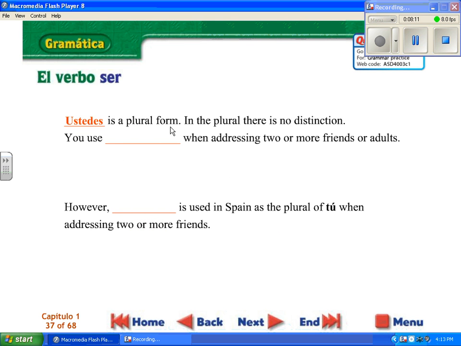Ustedes is a plural form. It is the plural you. There is no gender in the plural form of you. You use ustedes, also abbreviated as Uds., when addressing two or more friends or adults. Let's take a look at this example. Please repeat after me. ¿Son ustedes de México? Or we can also omit the pronoun and say, ¿son de México?